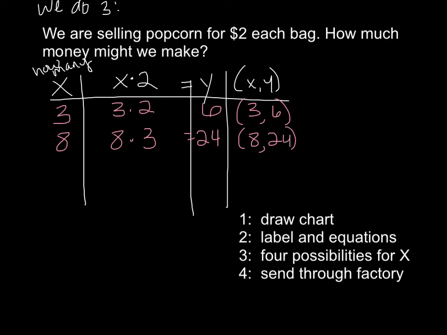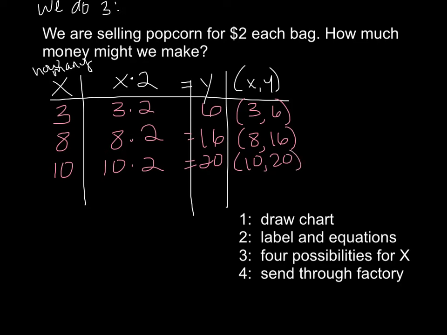That's a possibility. If we sold 10 bags, 10 times, oh, I made a mistake. Oh, nobody said anything either. That's a 2. Why didn't you say so? You didn't even stop me. 8 times 2 is 16. It was your job to stop me. All right. So 10 times 2 is 20. And let's say I sold 100 bags, because that would be awesome. 100 times 2 equals 200.